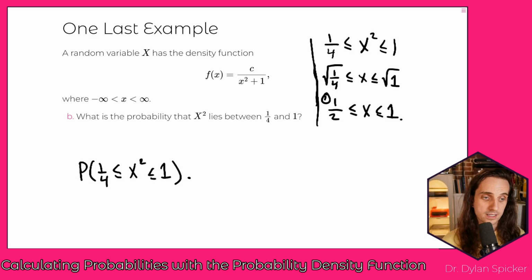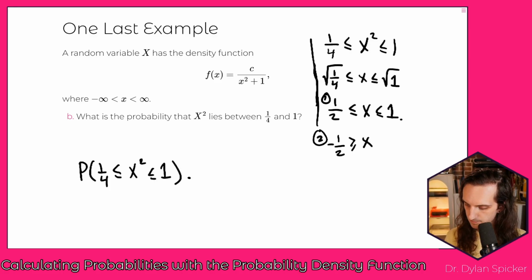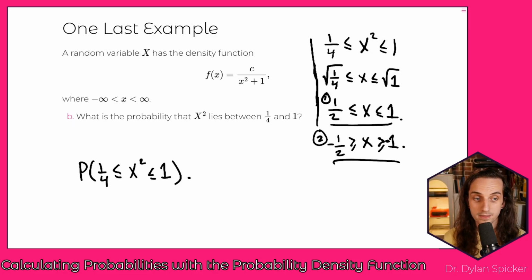The thing to remember, though, is that we can also take the negative square roots. And if we take the negative square roots, then we are going to want to flip the inequalities. So the other option here is to get that negative 1/2 is greater than or equal to x, which is greater than or equal to negative 1. And so in other words, what we're saying is that if x falls between either 1/2 and 1, or between negative 1 and negative 1/2, then we're going to end up with x squared falling between 1/4 and 1, right? That's where in this range we have that being the case.